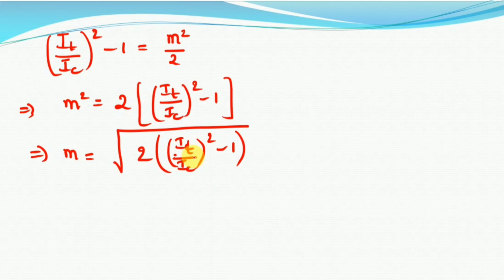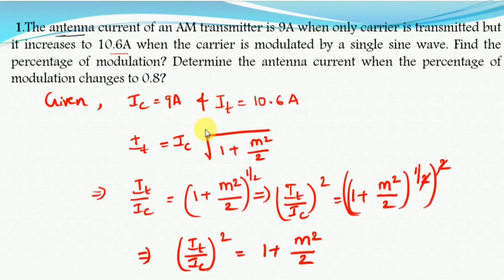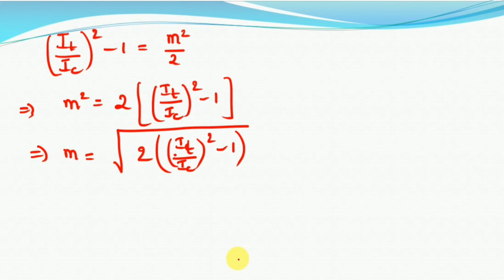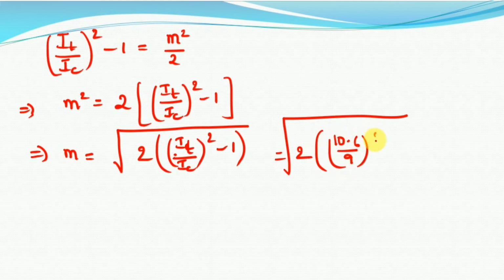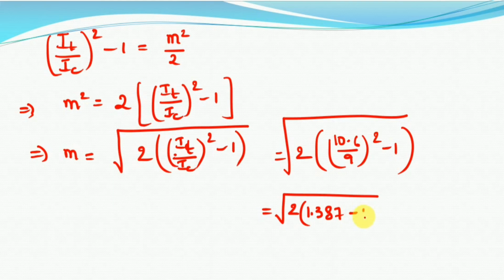Now simply substitute the value of IT and IC. What have they given as the value of IT and IC? IT is 10.6 amperes and IC is 9 amperes. Now substitute the value. So it will be, which is equal to square root of 2 into 10.6 by 9 whole square minus 1, which is equal to square root of 2 into 1.387 minus 1, which is equal to square root of 2 into 0.387.